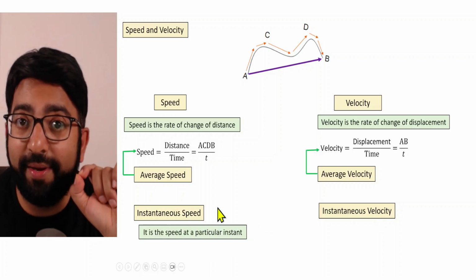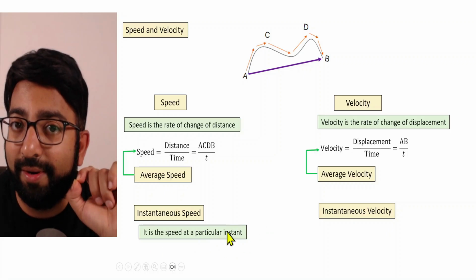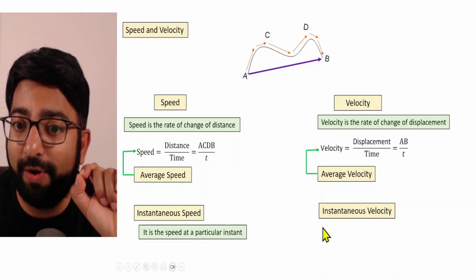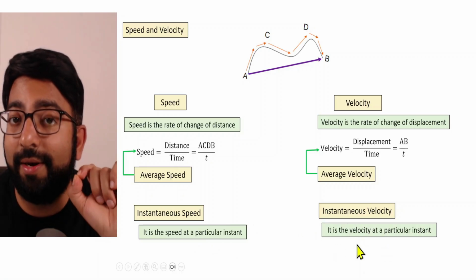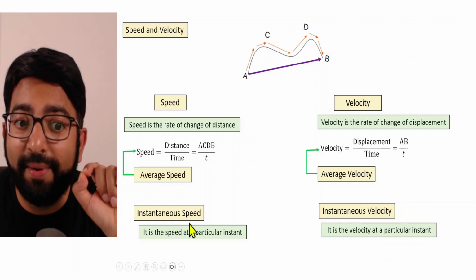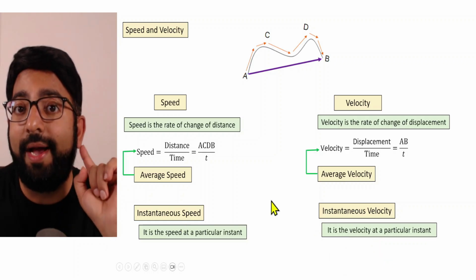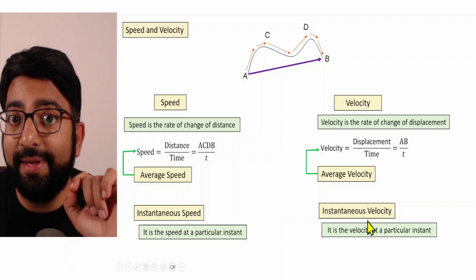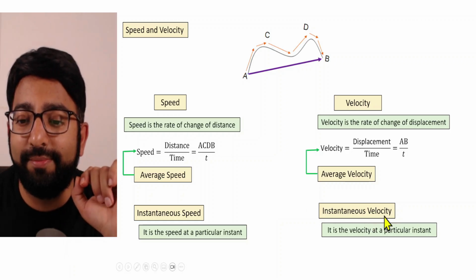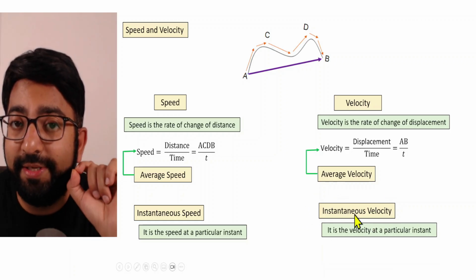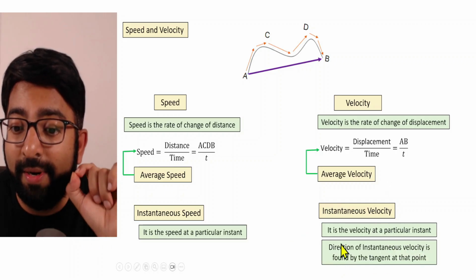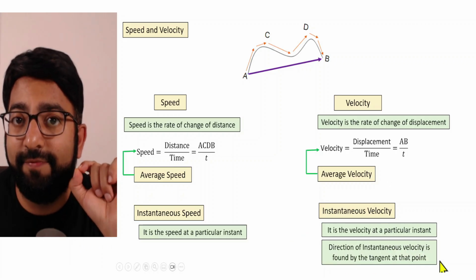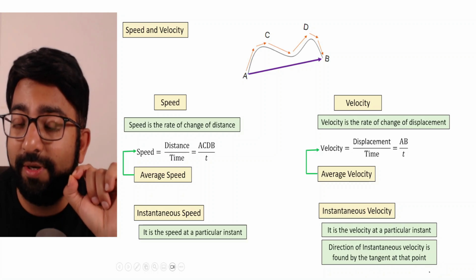So instantaneous speed is the speed at a particular instant. Similarly, instantaneous velocity will be the velocity at a particular instant. Now, remember, speed is a scalar quantity, it only has a magnitude, but velocity does have a direction also. And how do we find the direction of instantaneous velocity? You need to remember the direction of instantaneous velocity is found by the tangent at that point.